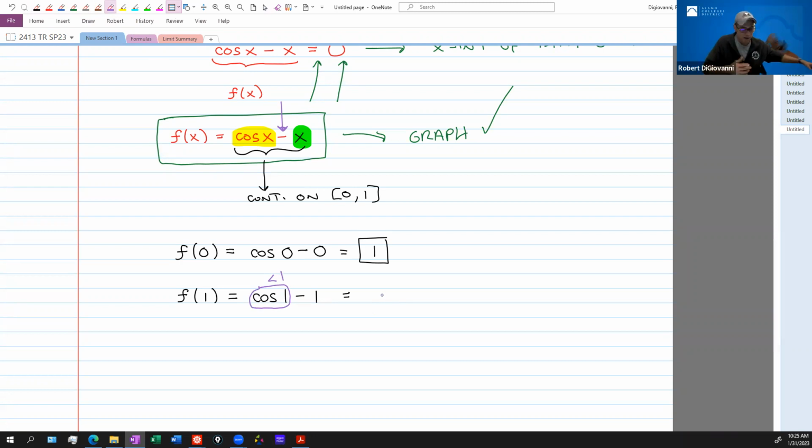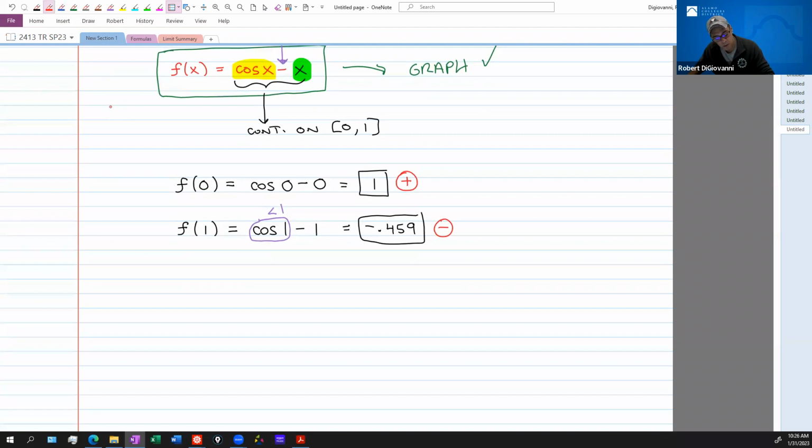Now, I guess I'll get my calculator out and do it, but I really don't have to do this. Make sure I'm in radian mode. So cosine of 1, and then I subtract 1. On my calculator, I get negative 0.459, right? The key takeaway here is that this is a positive number and that this is a negative number, right?